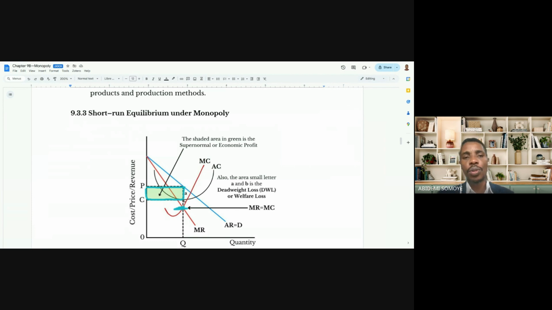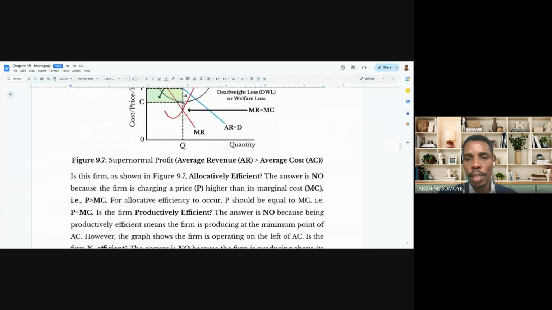And also in the short run in supernormal profit, average revenue will be greater than average cost. And so here you have your average revenue, AR, the point of average revenue, and you also have the point of this point here, the point of your average cost. You could see price is greater than cost. Okay, and so that is for supernormal profit.